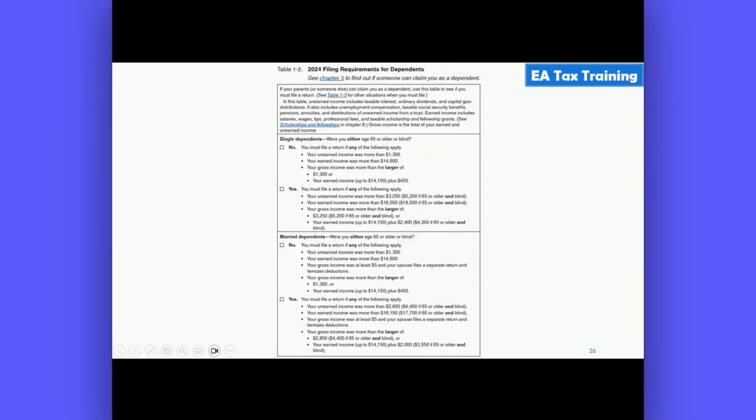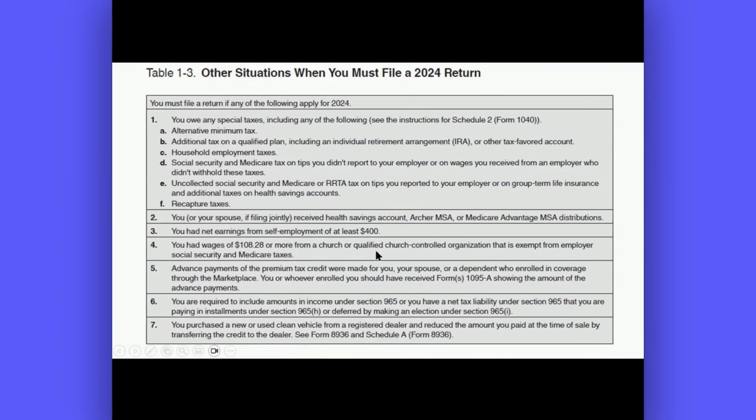Next, we need to talk about those situations where you need to file a return regardless of the amount of income you had. Remember, we said you might have to file a return because you have a minimum amount of income, which is what we just talked about. But some people, regardless of the amount of income, have to file a tax return anyway. So that's what we're talking about on this particular chart. Again, this is from Publication 17. So even if you don't meet those minimum income requirements that we just went over, you must file a return if you meet any of the things on this particular chart.